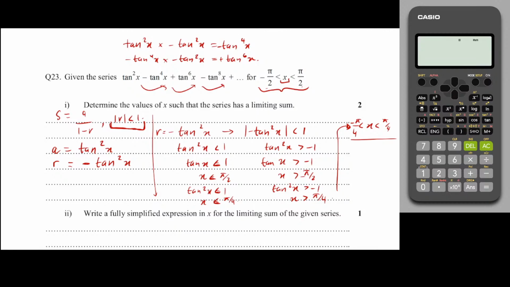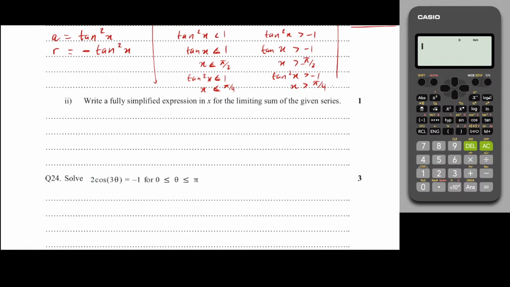So for example, if I put, say, pi on 3 into any of these values here, if I let x be equal to pi on 3, then the number that we're multiplying by each time is actually going to be bigger than the 1 value, which we want it to be less than. So the value where tan squared x is equal to 1 is pi on 4. So we want values where it's in between those, essentially.